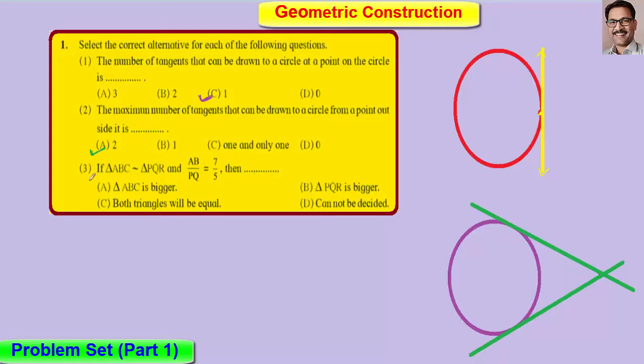Okay friends, now what about the third one? If triangle ABC and triangle PQR, see friends, both these are different triangles, not a single vertex is common, and AB upon PQ, the ratio is 7 upon 5. Then, very important, look here. Is triangle ABC bigger or triangle PQR bigger? Will both the triangles be equal? Cannot be decided? Now look here, will both triangles be equal?